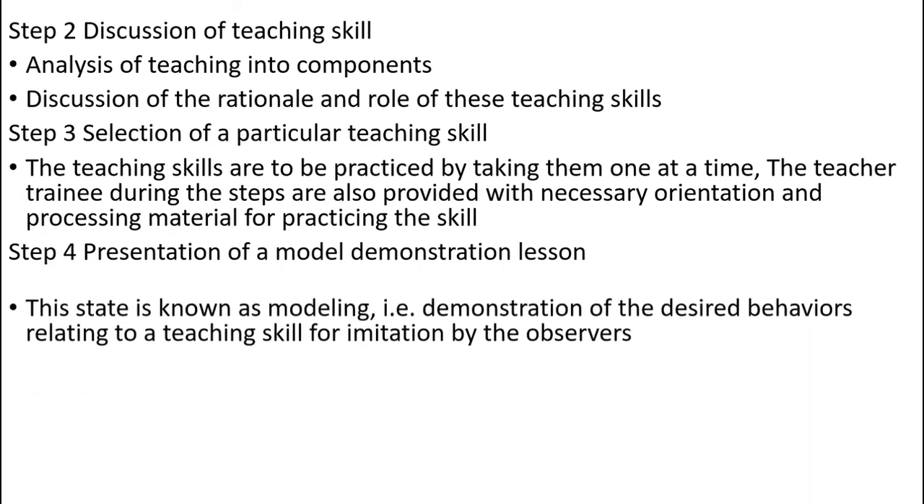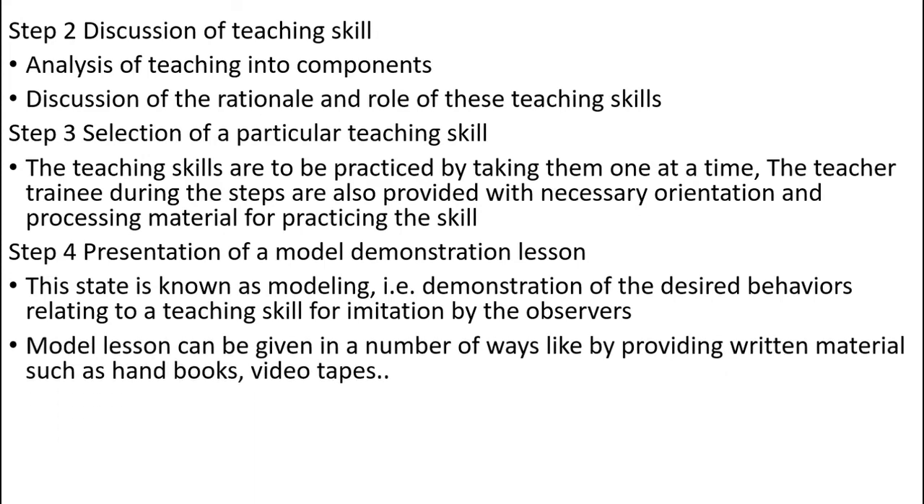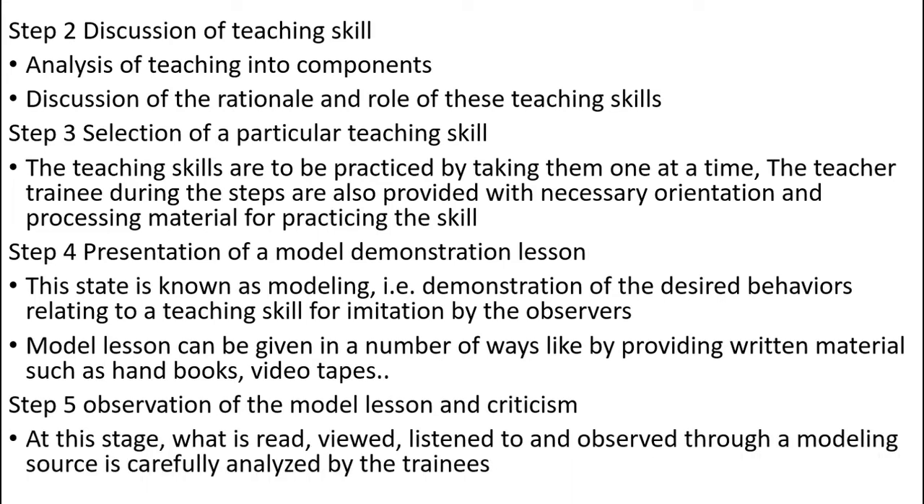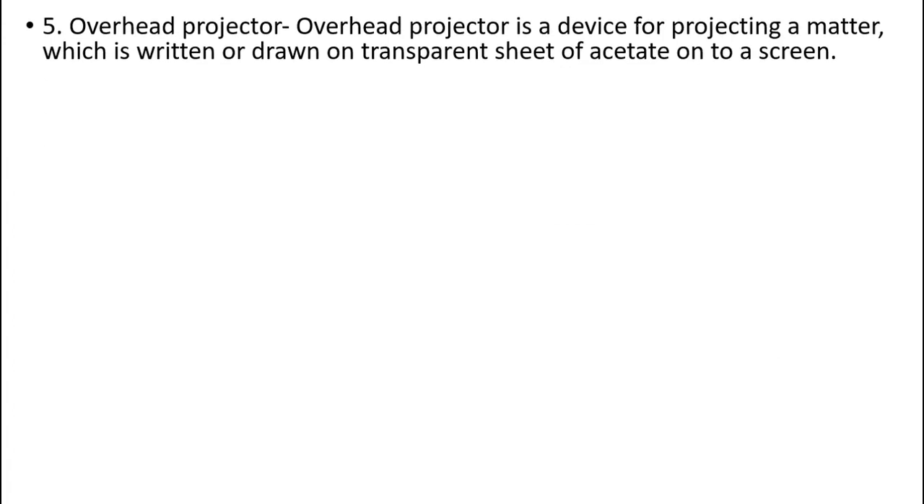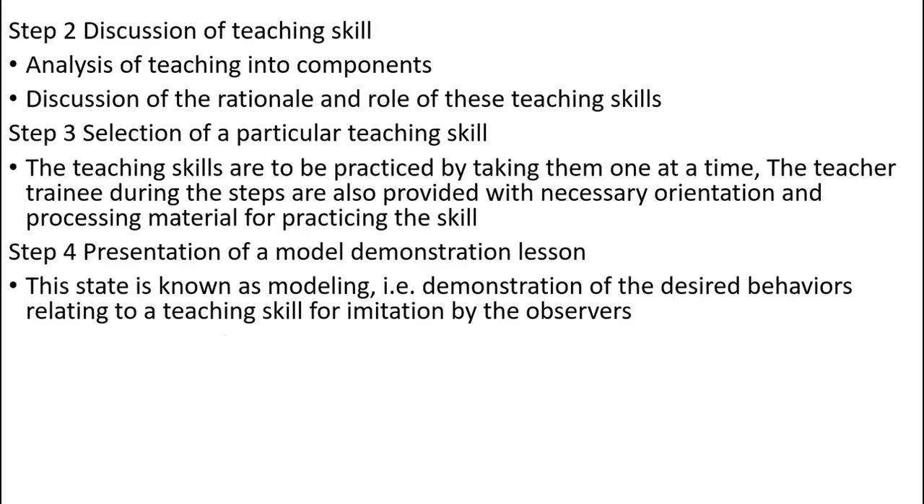Step 4 is presentation of a model demonstration lesson. This stage is known as modeling, that is, demonstration of desired behaviors relating to the teaching skill for imitation by observers. A model lesson plan can be given in a number of ways, like providing written materials such as a handbook, videotapes. Step 5, observation of model lesson and criticism. At this stage, what is read, viewed, listened to, and observed through a modeling source is carefully analyzed by the trainees. Overhead projector. Next.